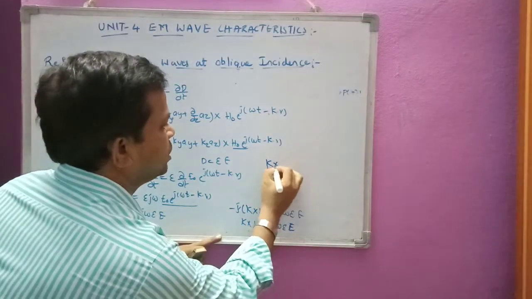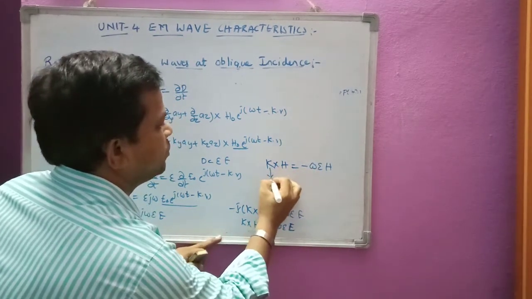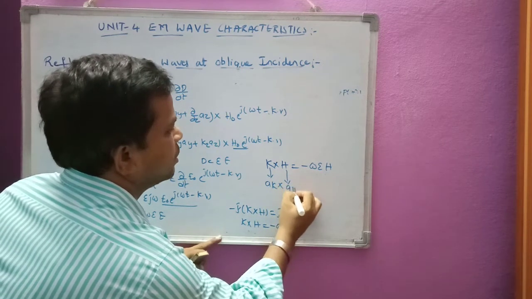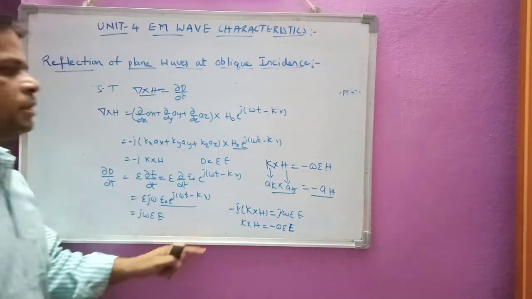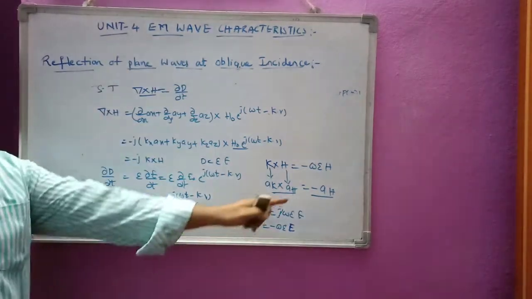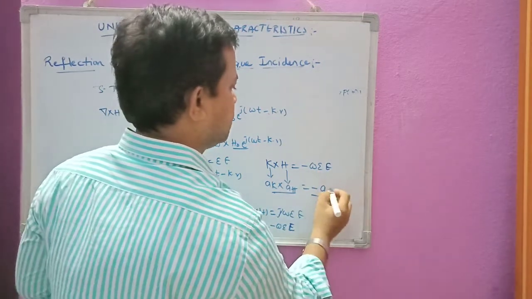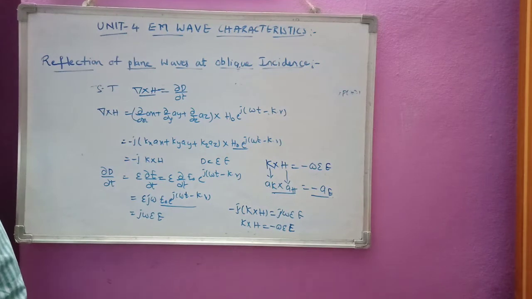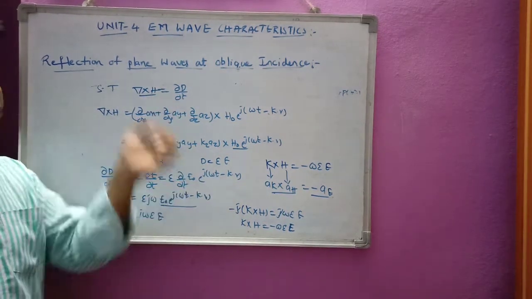And similarly again we have to show another factor, that is k cross H equal to ωεE. This will be equivalent to ak cross ah, which is equal to minus ae. So already we know this, the unit vectors ak cross ah is equal to minus ae. So that is what we have to show, and that is what we have actually seen. These are the complete derivations we have seen.